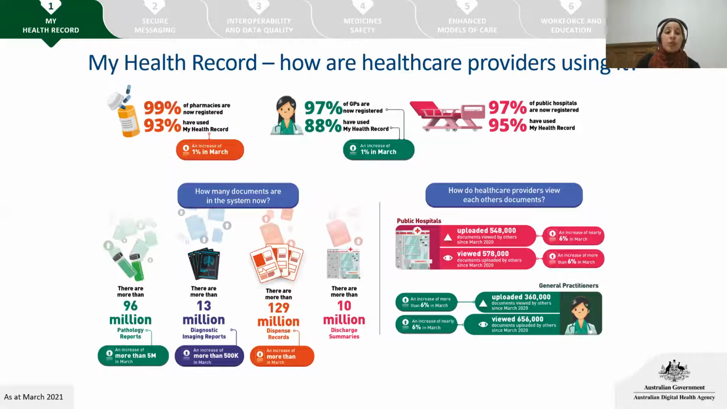In terms of engagement as well, the statistics are quite promising. We have 99% of GPs registered, 99% of the pharmacies registered, with 93% actively using the system. In terms of primary care GPs, we have 97% registration and 88% are actively using the My Health Record. And as we can see here, there have been more than 96 million pathology reports uploaded to the system.